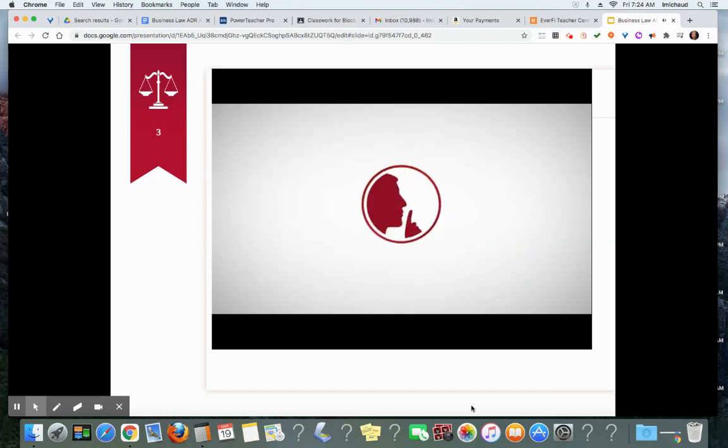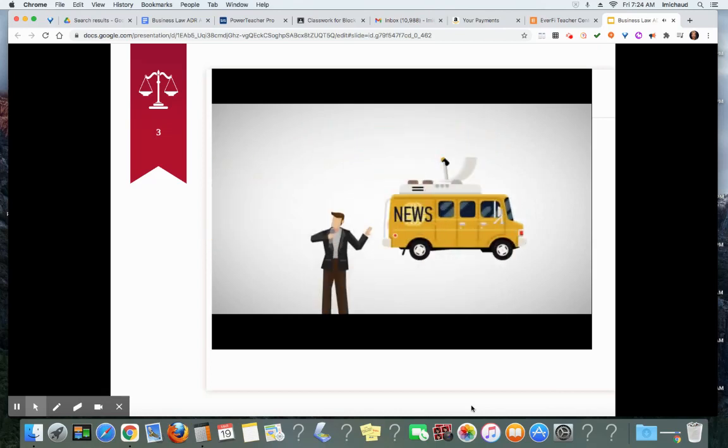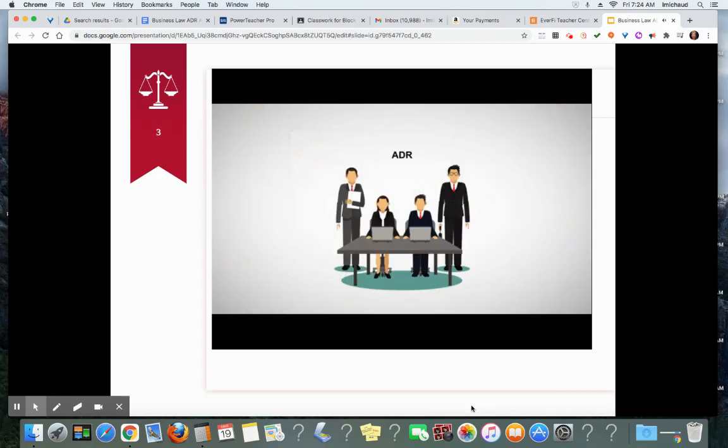Finally, ADR proceedings are private. Court records and proceedings, on the other hand, are open to the public. And by virtue of their adversarial nature, litigation tends to flush out cherished secrets or embarrassing facts and allegations. Unfortunately for the parties, the media can salivate over such newsworthy information, which usually ends up making headlines. Parties engage in ADR in order to keep their reputations or trade secrets intact while they work towards a resolution.